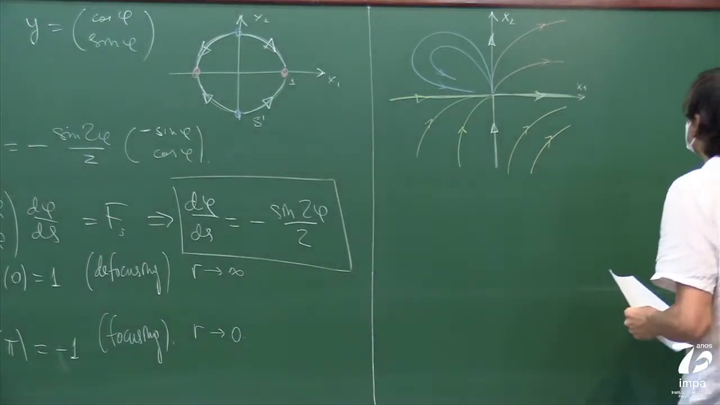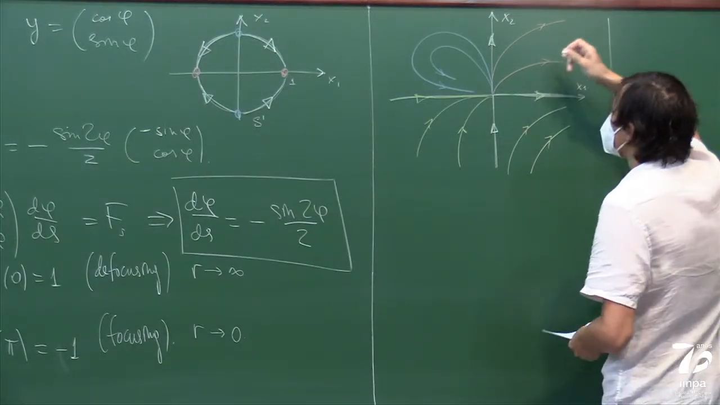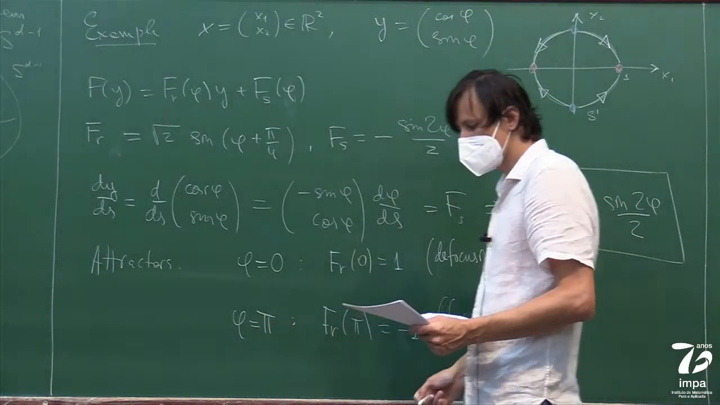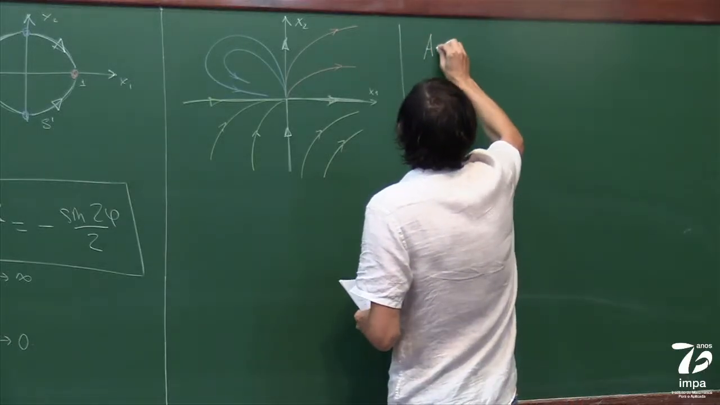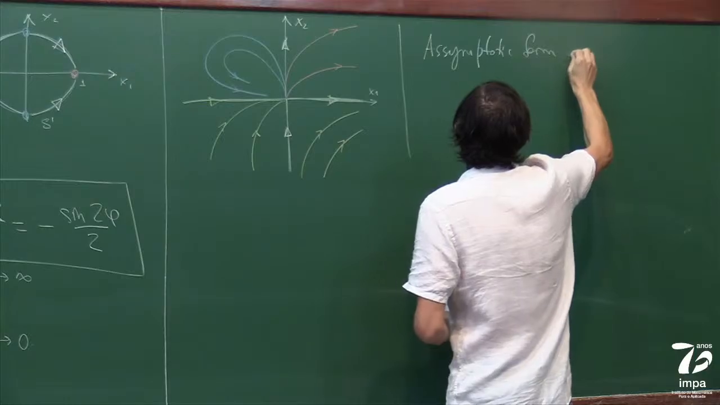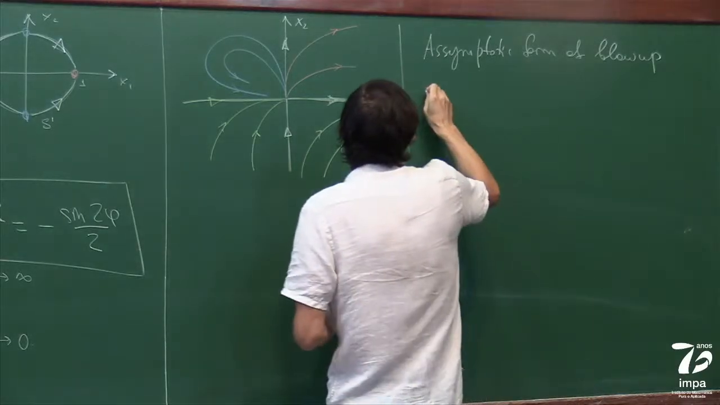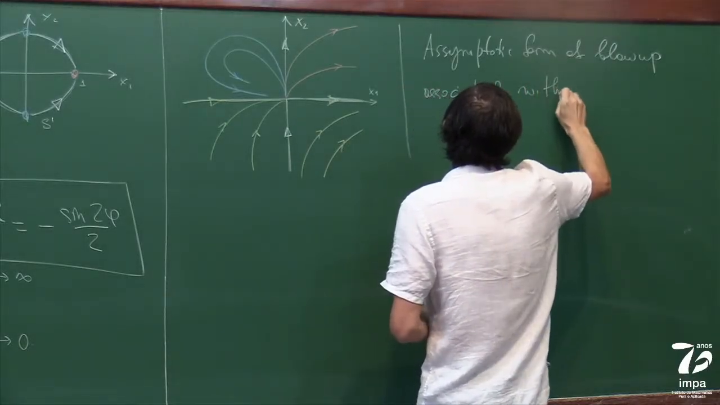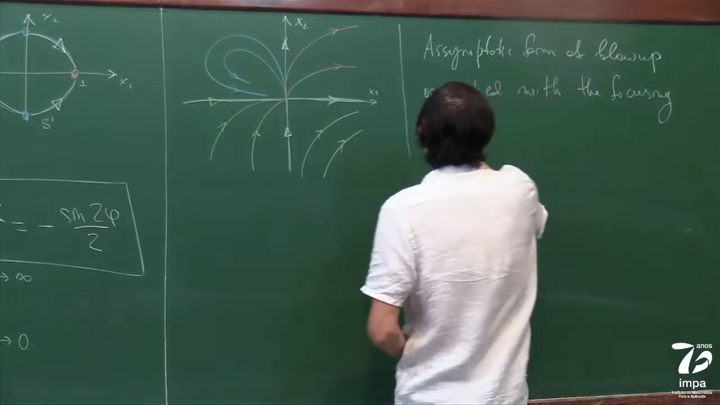And now we start with a situation. What we can do is we start with a focusing attractor and show that it actually describes the asymptotic form of the blow-up associated with the focusing attractor.